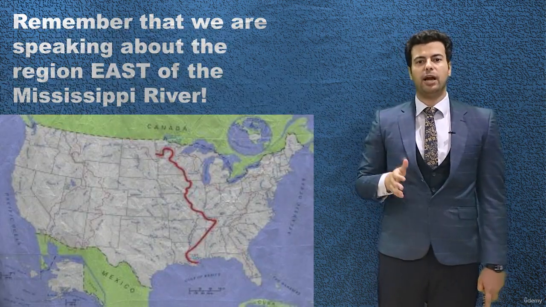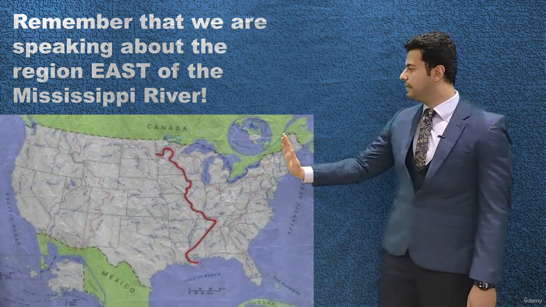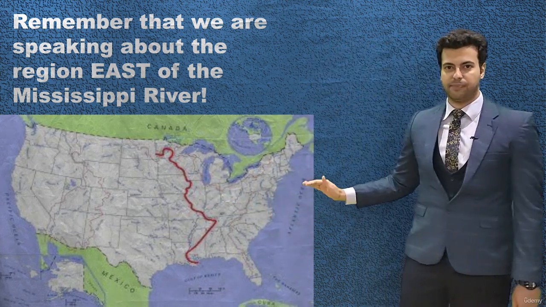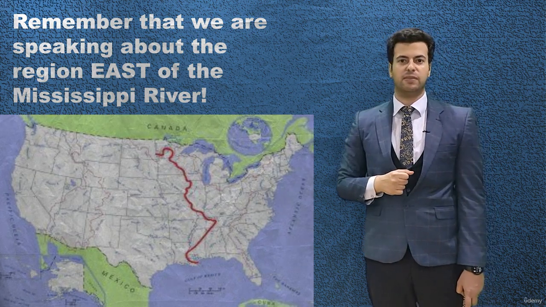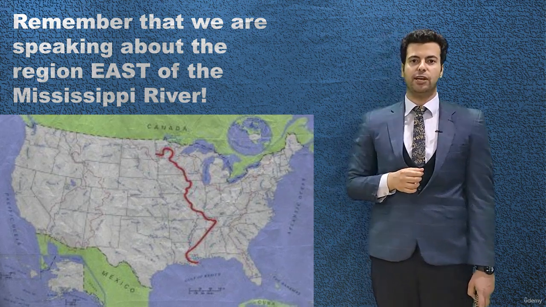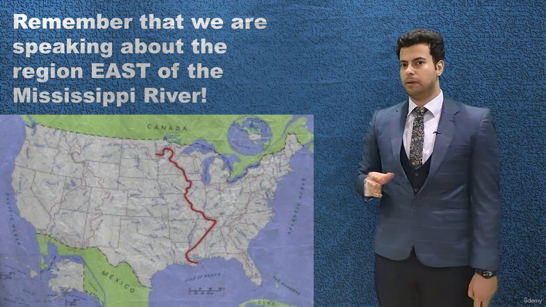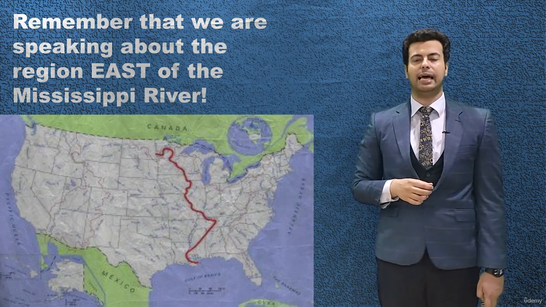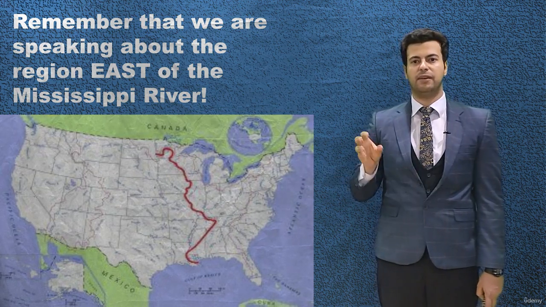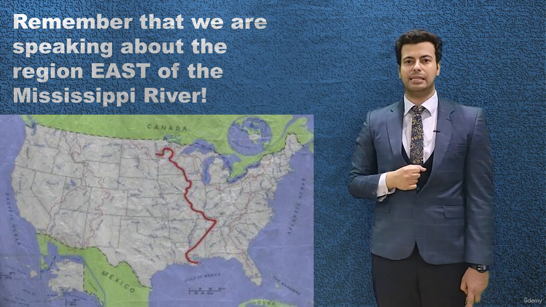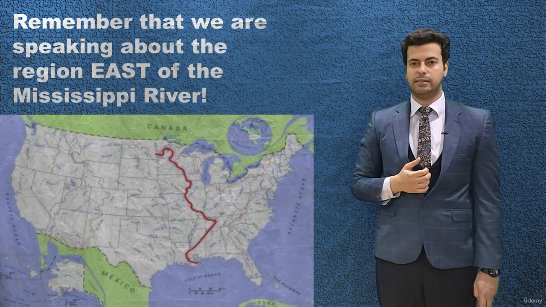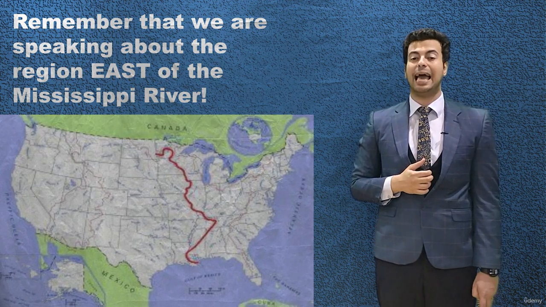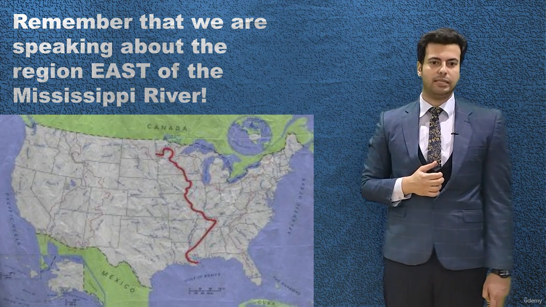Now, be careful. We are speaking about the regions east of the Mississippi River. Later on in the section, we'll be discussing west of the Mississippi River, the physical features, history, and the life of the people. But for now, east of the Mississippi River is our main focus for the next 3 videos, which are going to be the physical features of the United States, the history of the United States, and the life of the people of the United States.